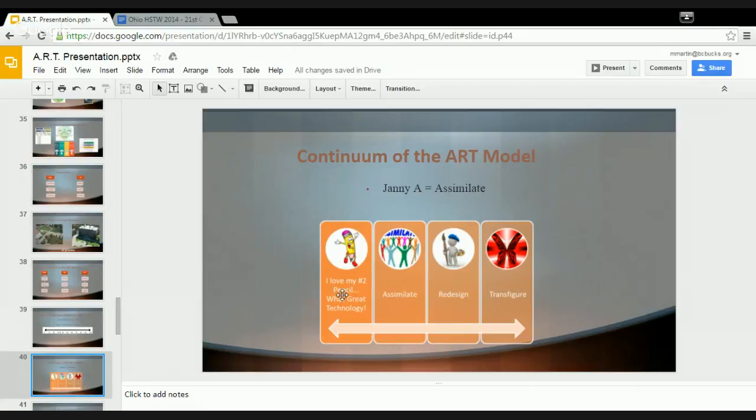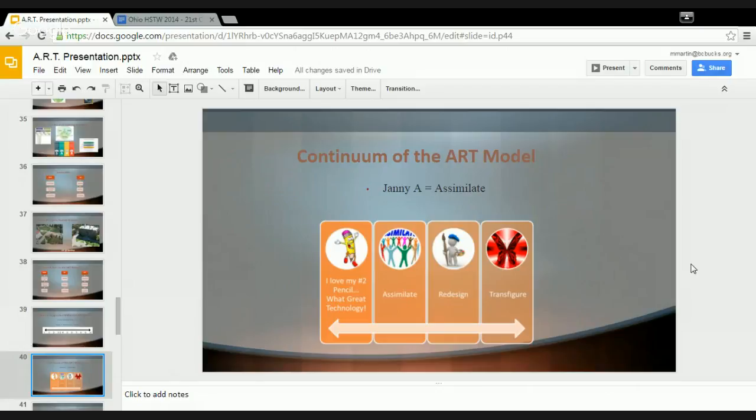Over here, we have, I love my number 2 pencil. What great technology. Here we have teachers assimilating, using technology to do the same things they're doing with the pencil, just with a computer. Here we have teachers redesigning. They're changing what's happening. They're starting to ramp up their lesson plans, and they're starting to use more technology in their classrooms. Or here they totally transfigure. It's much more beautiful than it was before. It's so much better than it was before because of technology. If we had some sort of assessment that we could give our teachers that would put them on this continuum somewhere, then we would know how and where to move them.